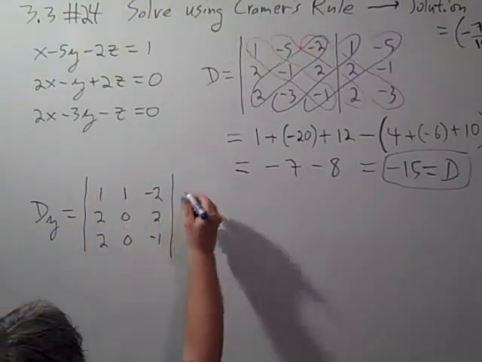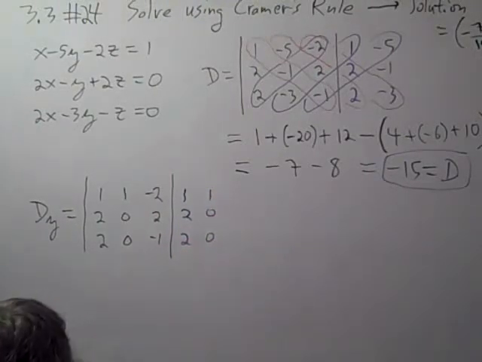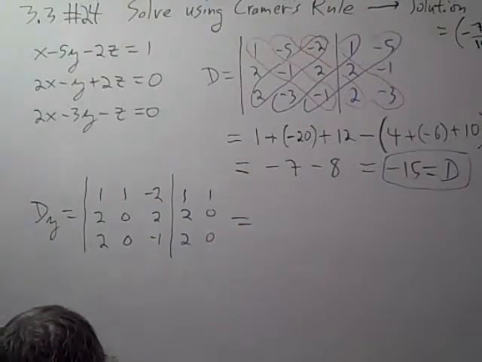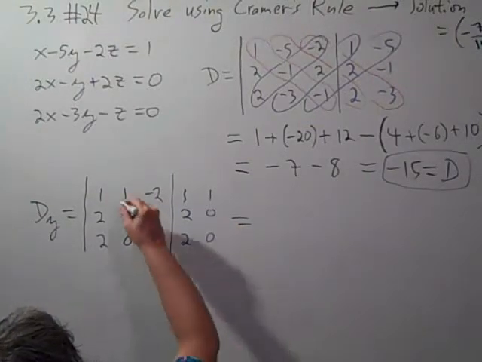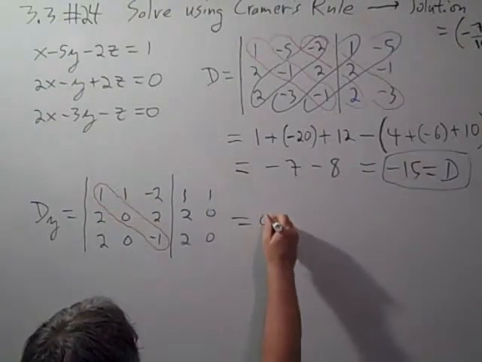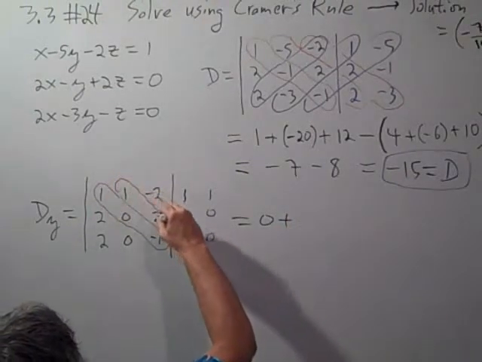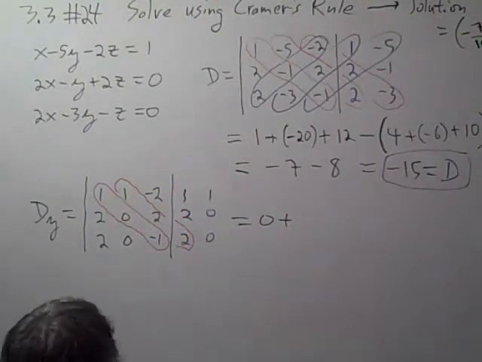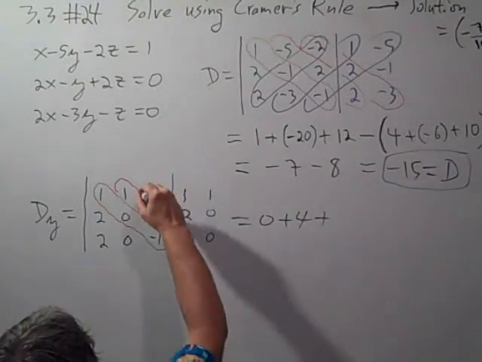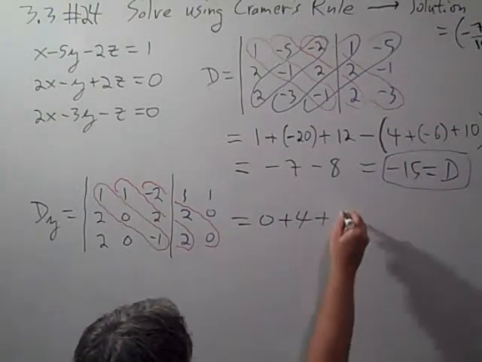So copying the first two columns to the right here, 1, 2, 2, 1, 0, 0, we can start calculating these diagonal products. So the first one is 1 times 0 times -1, which is 0. Now we're adding the next one, which is 1 times 2 times 2, which is 4. The last one is -2 times 2 times 0, which makes the whole thing 0.